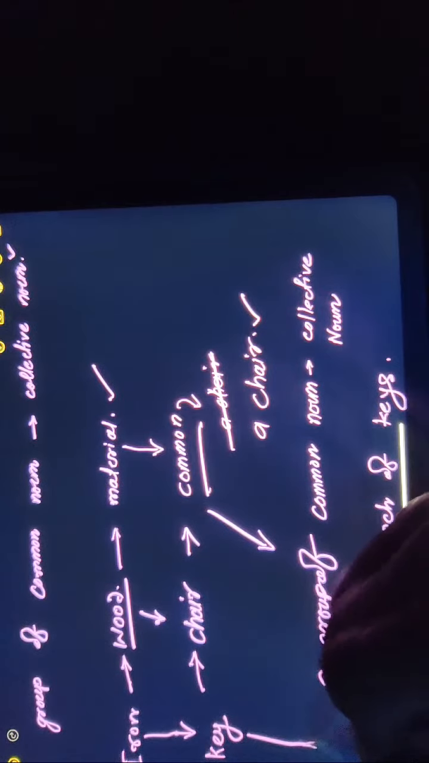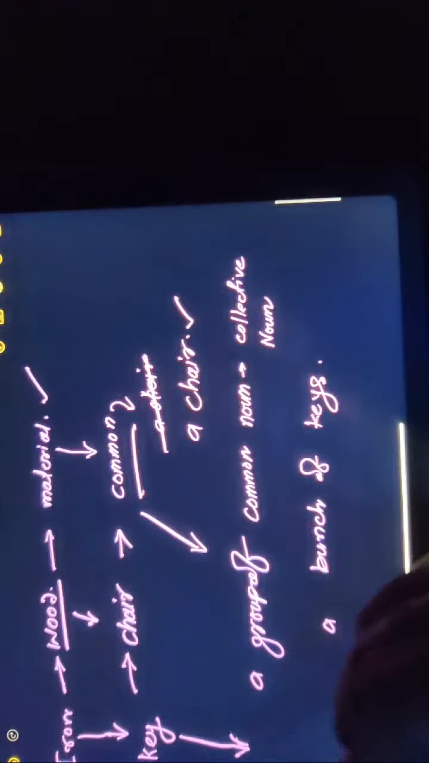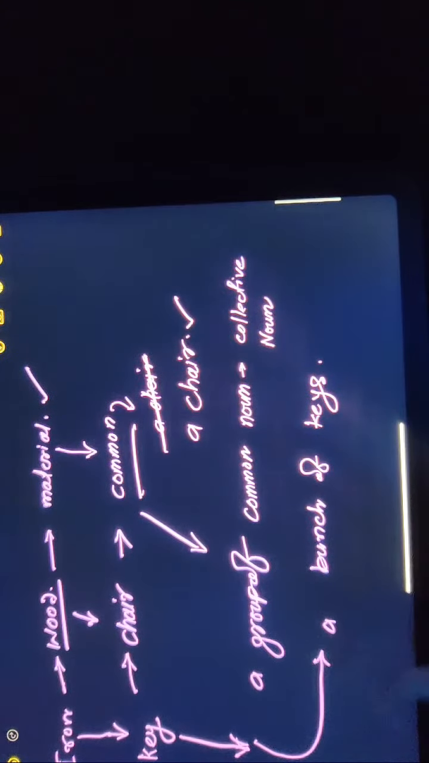You are making iron and then you made one particular thing, a key. Now you can count it, so it becomes a common noun. And that group of common nouns will result in the collective noun. So a group of keys becomes a collective noun. I hope you guys understood that one.